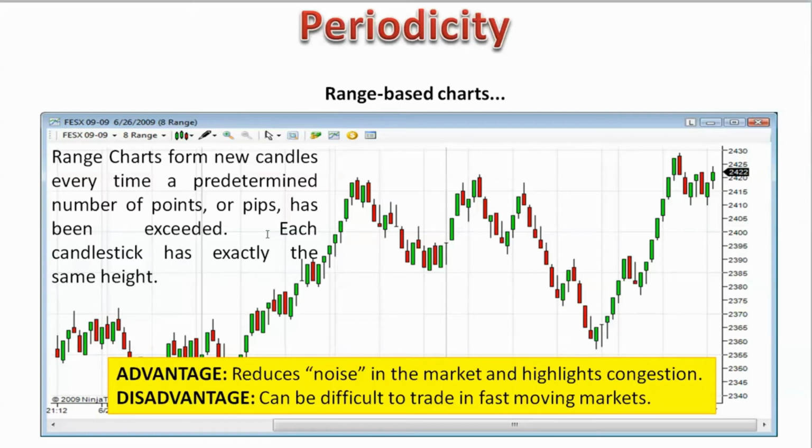Now the advantages: range charts remove the noise in markets and highlight congestion in the market, which is where we want to be very cautious. When we see on a range chart 3 or 4 candles side by side in a narrow range, you want to be very, very cautious there. We're looking for our breakout. Even with 4 candles here, you've got a lot of information because there are other indicators that we would be using here. And we've got a nice little double top, etc., which I don't want to go into right now.